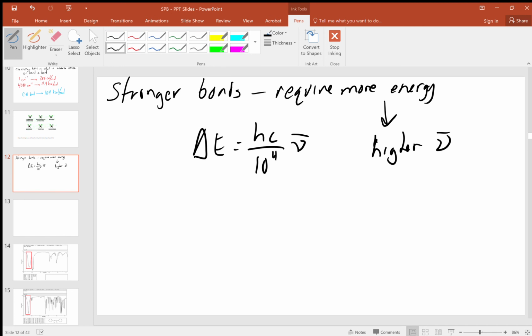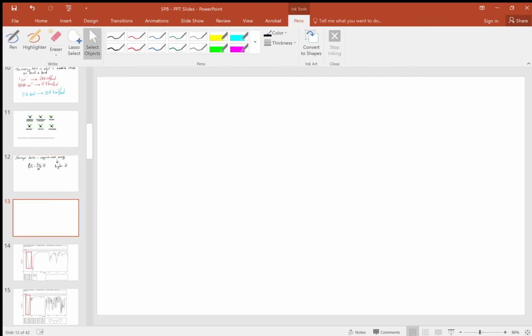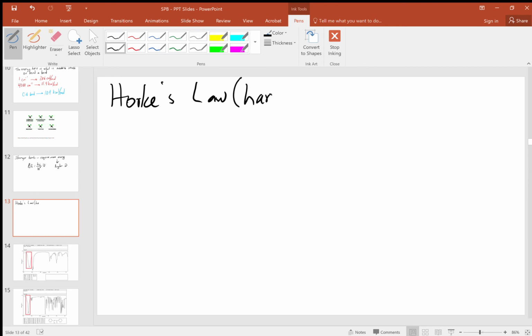Now, another way that we can approximate what's going on here is to think about Hooke's law. So for those of you who have taken physics, you may recall this. This is based on the harmonic oscillator. And that's the last time I'll ever mention those words in this class.